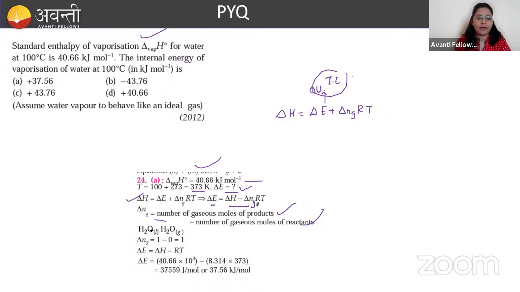ठीक है, प्रोडक्ट में क्या है, हमारे H2O लिक्विड गेटिंग कन्वर्टेड इनटू एंथैल्पी ऑफ वेपराइजेशन, लिक्विड का कन्वर्जन किसमें हो रहा है, गैस में हो रहा है। तो यहाँ पे कितने गैस मॉलिक्यूल्स हैं, सिर्फ प्रोडक्ट में गैस मॉलिक्यूल्स हैं, रिएक्टेंट में तो लिक्विड है, दैट्स व्हाई द चेंज इन द नंबर ऑफ गैसियस एटम्स प्रेजेंट हियर, ओनली वन। So let's put that value, you get delta H minus RT, R का वैल्यू पुट करो 8.314 multiplied by temperature 373, do this subtraction, you will get the answer, that is 37559 joule per mole, and in terms of kilojoule it will be this much. So your answer is what, option A, right?